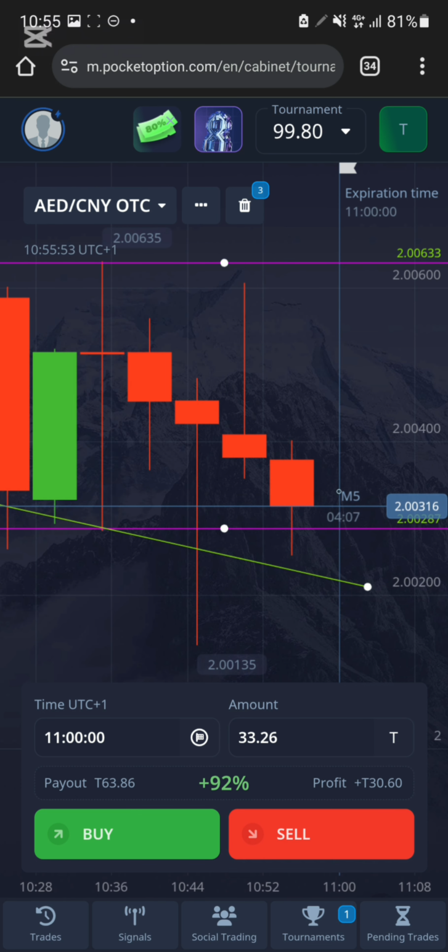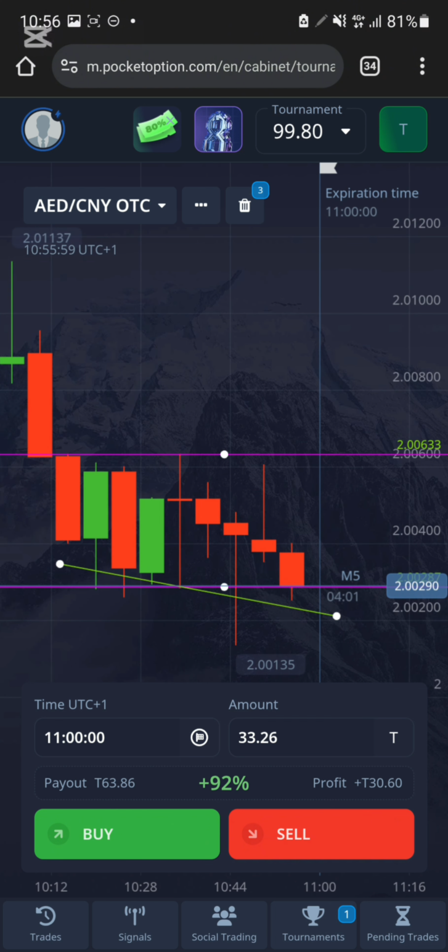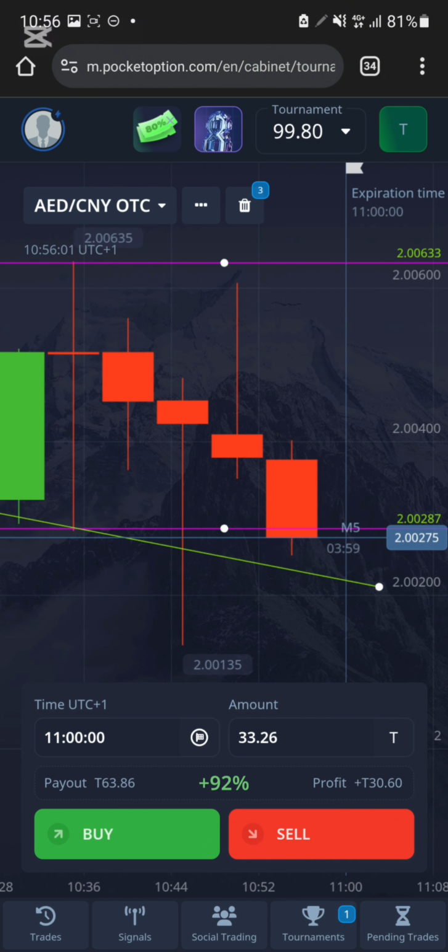So let's see. Remember that we are on a 5-minute chart. The advantage of using a 5-minute chart is that you have time. You don't necessarily have to jump into a trade. You have time to actually take the trade.